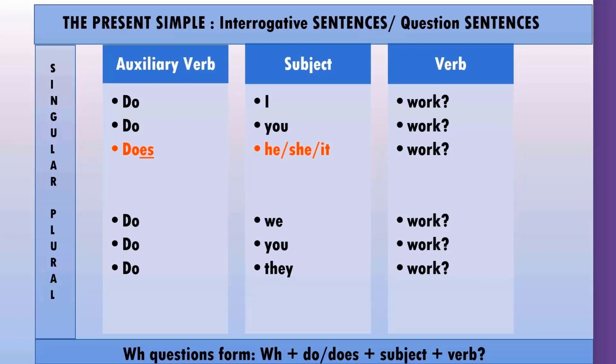Look at the structure now. So you've got do I work, work being the main verb, that's not changed. Do you work? For third person singular, does he work? Okay, so again, the auxiliary verb is changing here, but the main verb is not changing. Okay, and the same for the plural subjects. You've got for we, you, and they, you've got do we work, do you work, do they work. Okay.